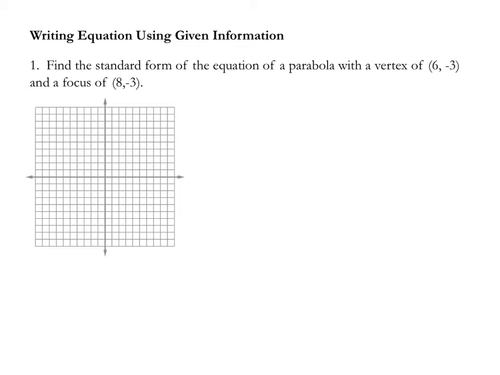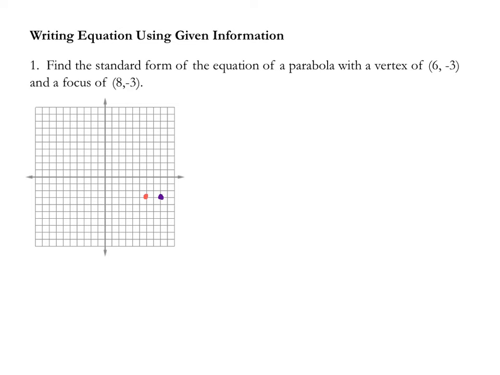So then these next ones are just looking at writing equations now if there's been some shift here. I like to do these best by graphing them because it's just so visual to me. So I'm going to graph everything first. The vertex is over 6, down negative 3. And the focus point is over 8, down negative 3.